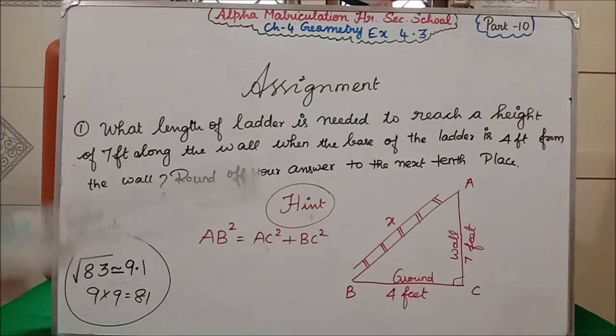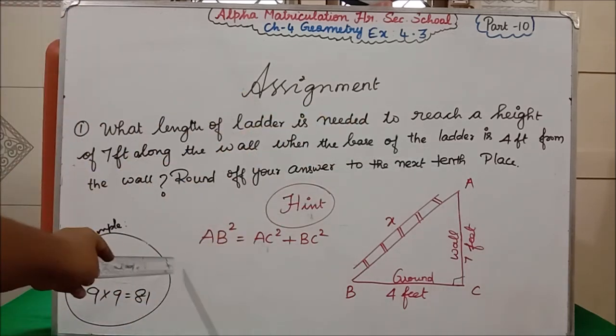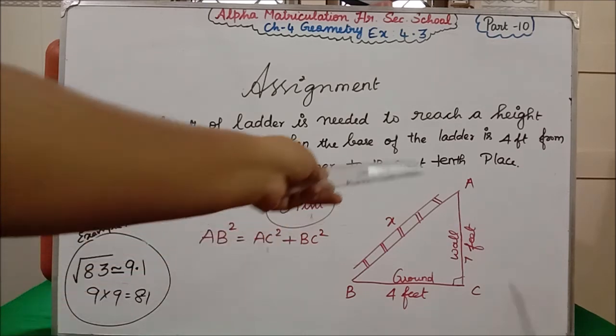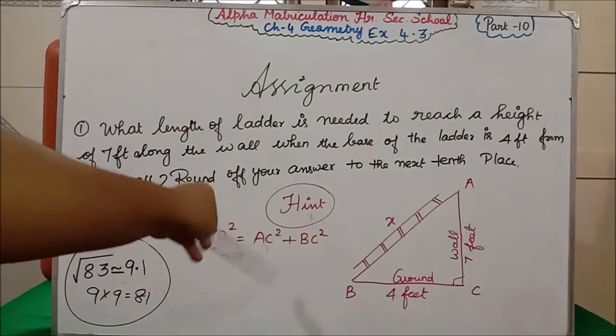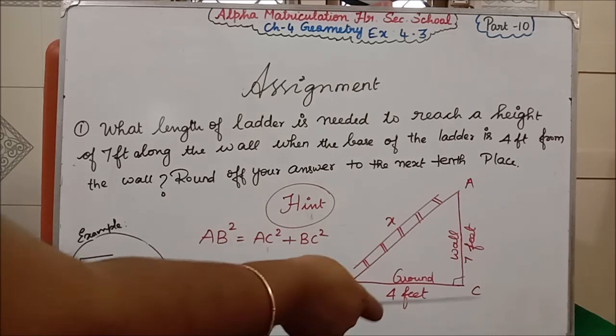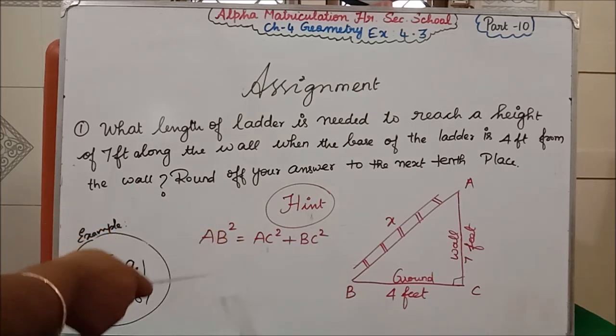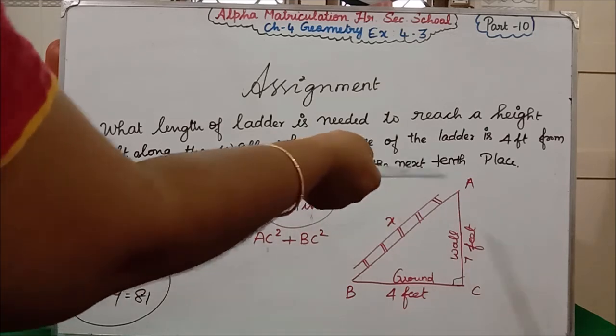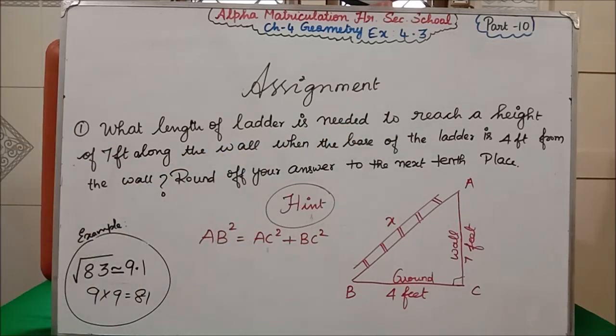Clear? Now according to the Pythagoras theorem, how will we write it? The hypotenuse side squared, AB square, is equal to the sum of the squares of the remaining two sides. So the first side is AC square, and the second side is BC square. Now we know the AC side length is 7 feet, and your BC side is 4 feet. Apply this. Your AB is x square, you keep it and just find it. Then the last line says round off your answer to the nearest tenth place.